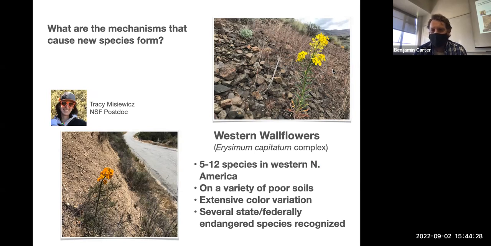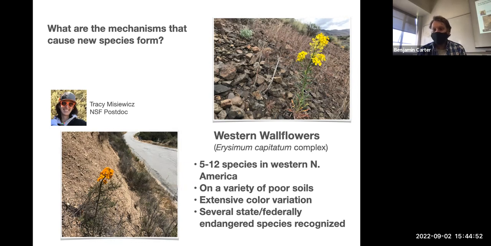There's some number of species in Western North America. Nobody really knows. It's one of these problems where anybody you ask will tell you a different number. What's cool about them is they live on really, really harsh soils. You can see from both of these photos, this is on some nasty road cut, and this is in a cobble field. But there's a lot of variation in the different kinds of poor soils that they occur on.